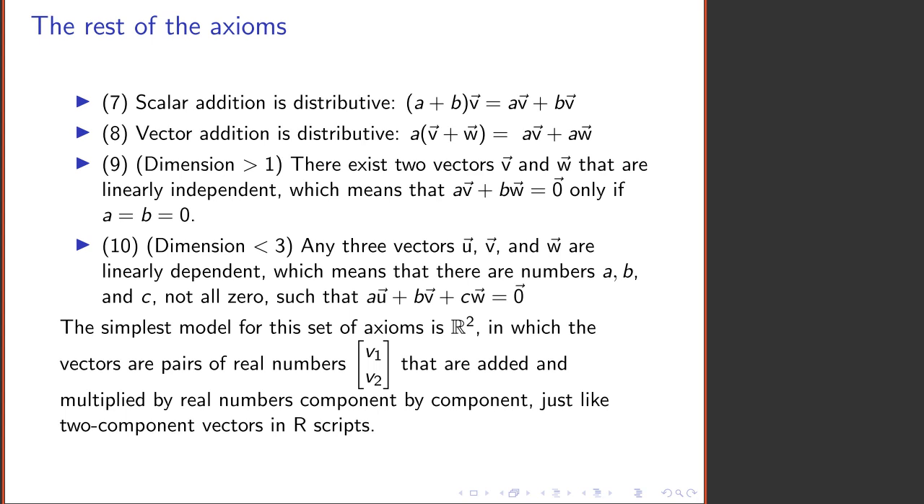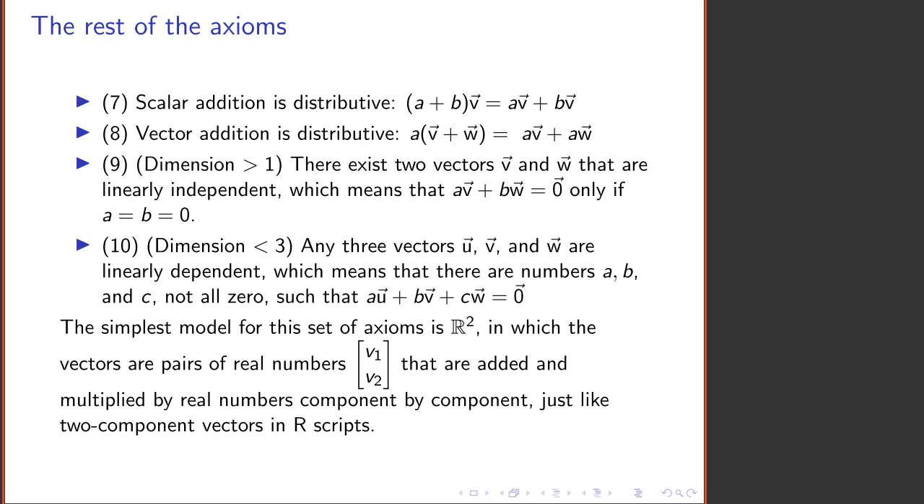We need two distributive laws. One that says scalar addition is distributive. If you add a and b together and multiply the result by v, you get the same vector as if you had multiplied a and b separately by v and added those vectors together. And we also need a similar distributive law for vector addition. When you multiply a by the sum of two vectors, you get the same answer as if you'd multiplied a by each of those two vectors separately and added the results together. Those 8 axioms are the axioms for an abstract vector space over the real numbers in general.